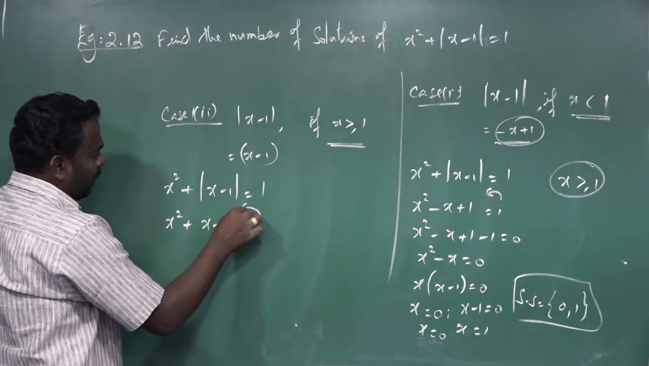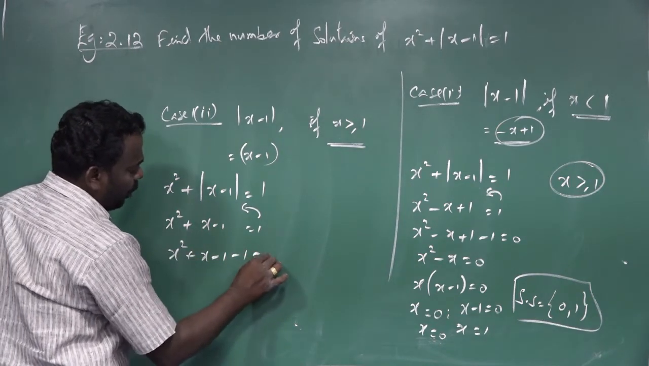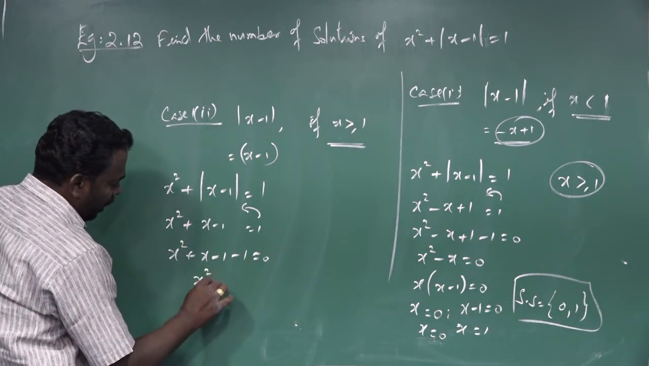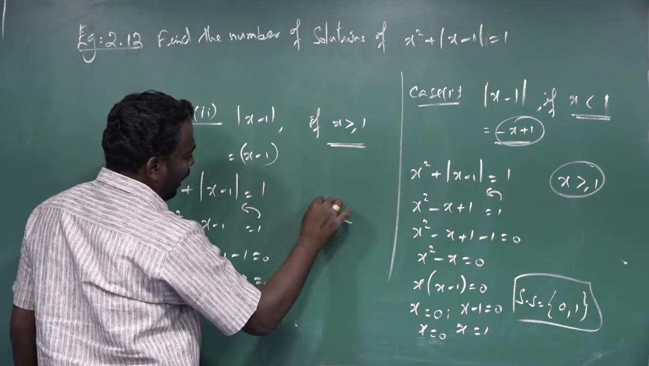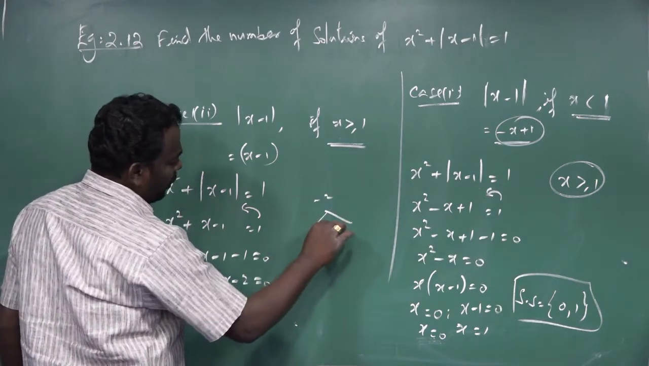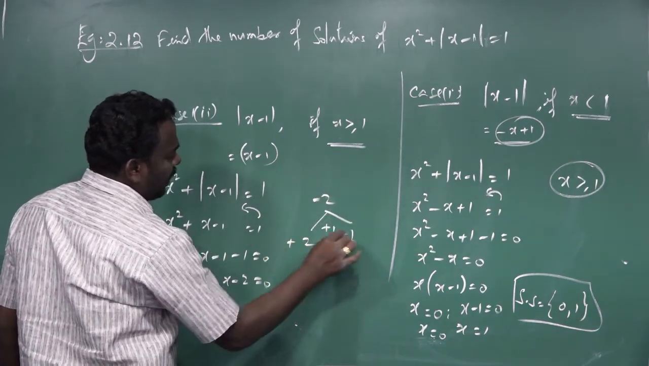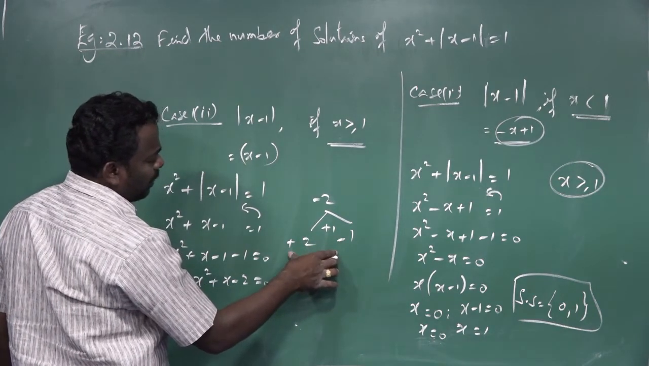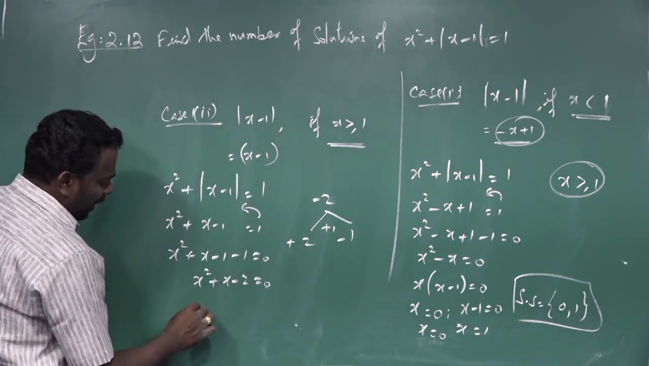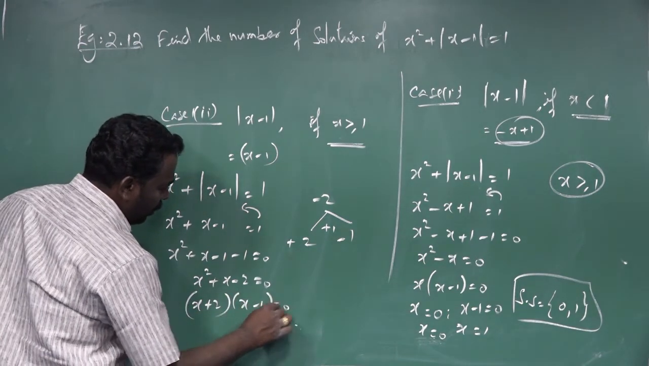Now, transfer the 1 to the other side. x square plus x minus 1 equals 0. Therefore, x square plus x minus 2 equals 0. Now we have to factorize: minus 2 and plus 1. 2 into 1, with plus and minus, plus into minus gives minus 2, then adding gives plus 1. Therefore, what are the factors? x plus 2 into x minus 1 equals 0.